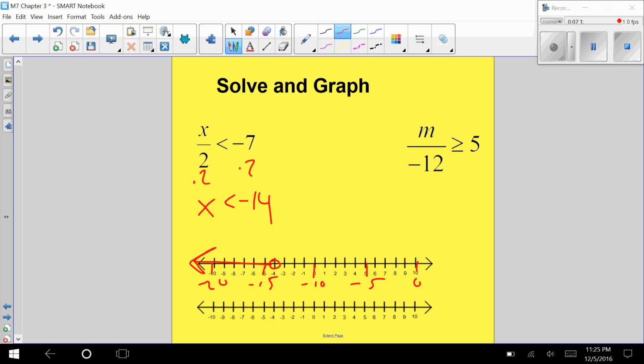For m divided by negative 12 is greater than or equal to 5, I multiply both sides by negative 12. This time I do flip my inequality, and I get negative 60. m is less than or equal to negative 60. Let's call this negative 60, negative 70, negative 50, and negative 60. I fill in my circle, and my arrow goes to the left.